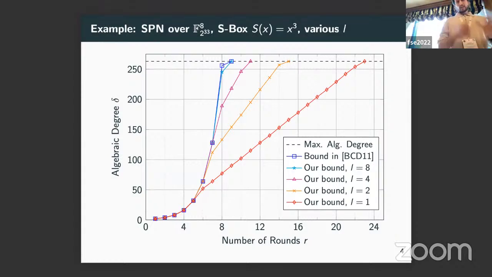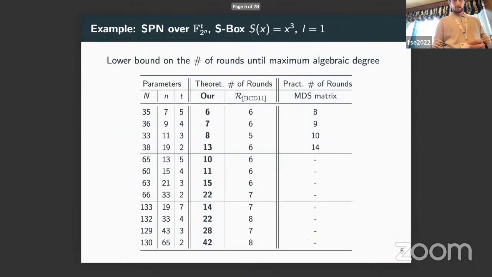The second point is, you may observe there's a gradual shift of emphasis from linear growth to exponential growth as the degree of the linear layer increases. So having an upper bound on the algebraic degree gives you a lower bound on the number of rounds to reach, for example, maximum algebraic degree.